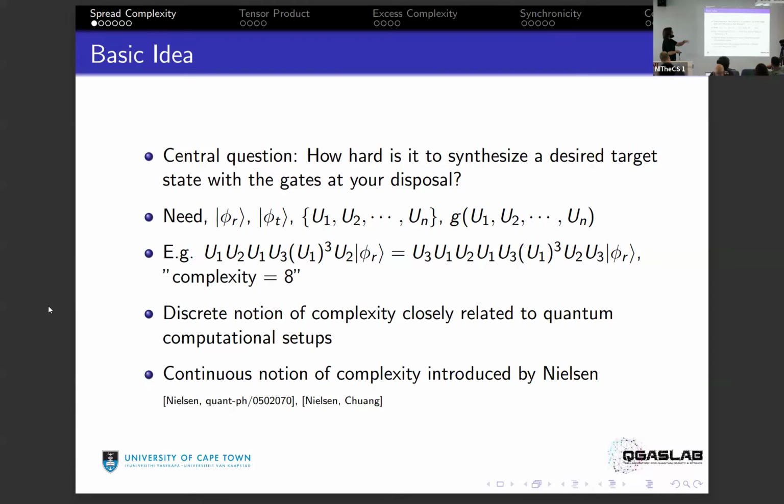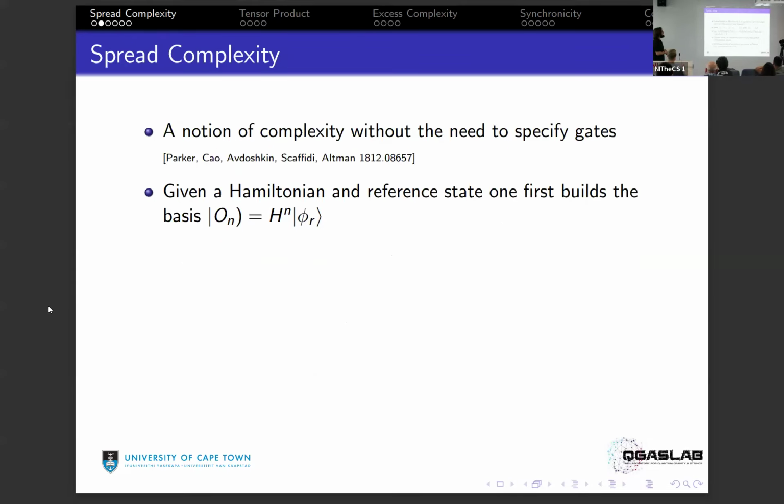Now, what I've sketched here is a discrete notion of complexity. You can imagine this being very relevant in quantum computational setups, where you have some quantum state that you want to generate. You have some set of quantum gates that you can put into your circuit, and complexity will be the cost of the most optimal circuit to get you to the target state. There are also continuous notions of complexity, introduced famously by Nielsen. And there are some really nice connections between spread complexity and Nielsen complexity, but I won't have time to go into those today. Our main focus is going to be on this concept of spread complexity.